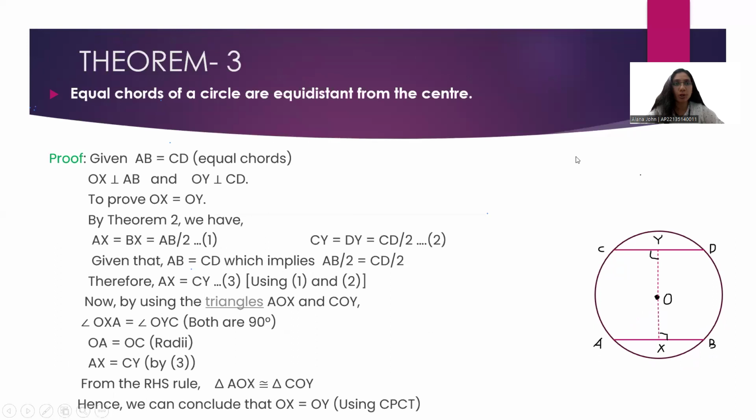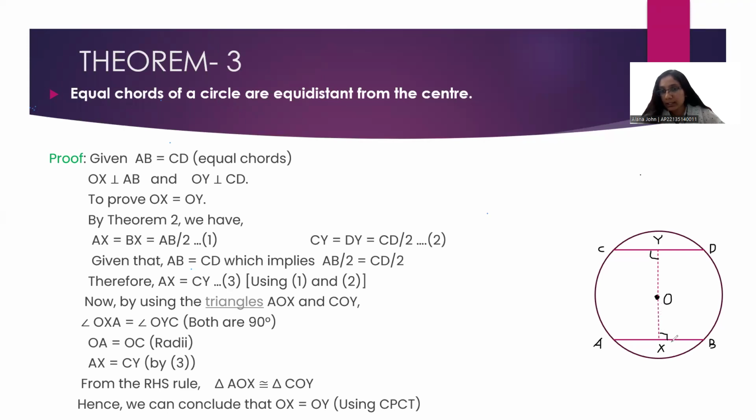Okay, so let's move on to the third theorem, theorem 3. Now what does theorem 3 say? Theorem 3 states that equal chords of a circle are equidistant from the center. I can illustrate this theorem using this diagram. Just see, I'm taking two equal chords, AB and CD. Suppose AB and CD are two equal chords, and their distances from the center, I'm taking OX and OY as the distances.